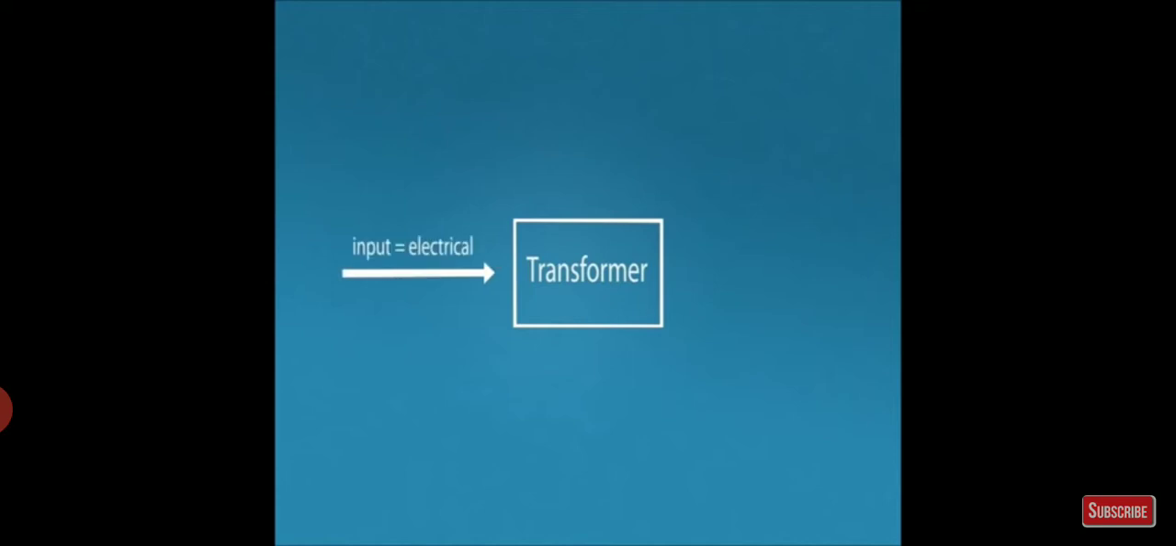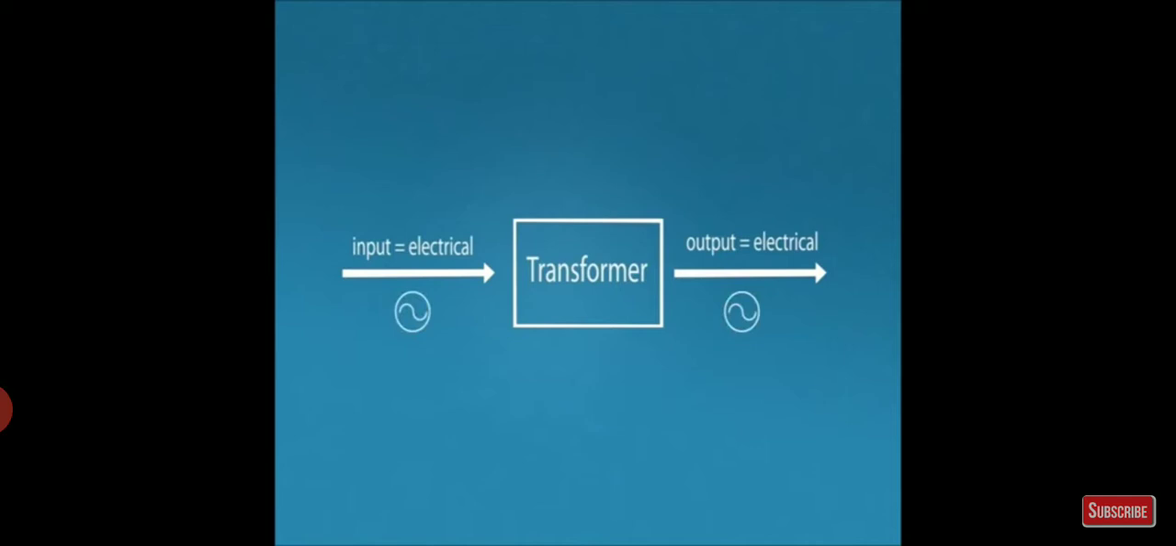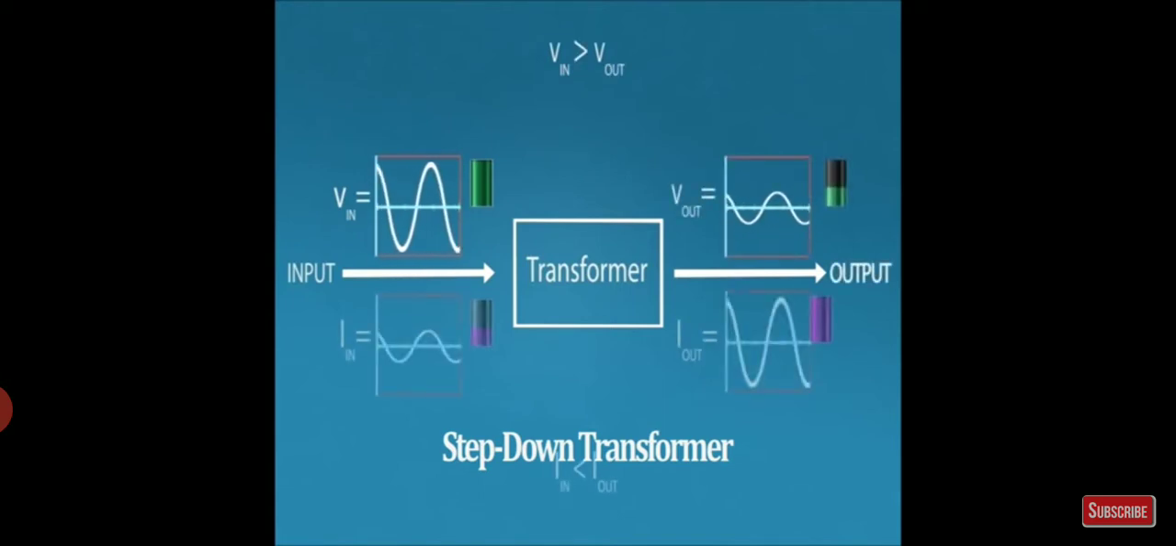So here we can see the notation of a transformer to understand it as a principle. The transformer input is electrical, and the output is also electrical. So AC and AC, to understand. This is a simple notation of a block. Here we are talking about a step down transformer, as I told you. Normally we mostly discuss only step down transformers.